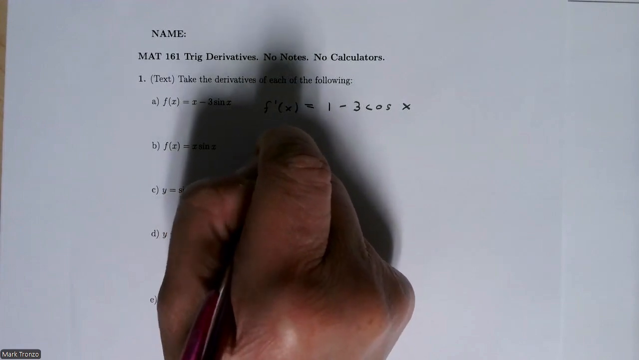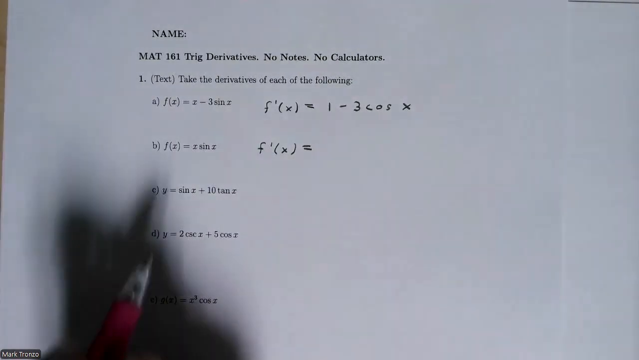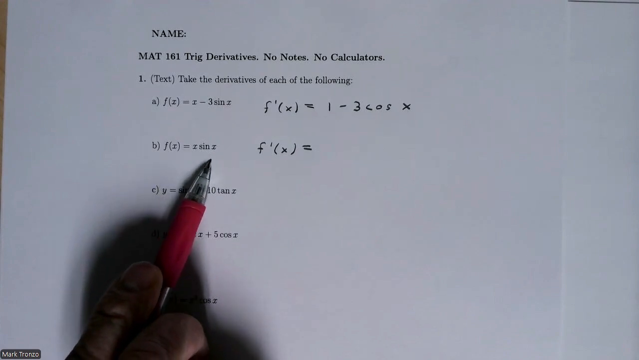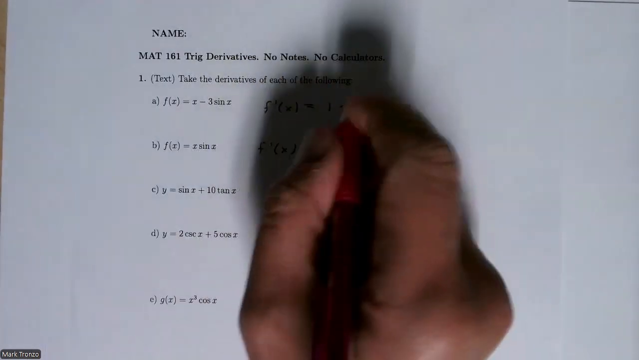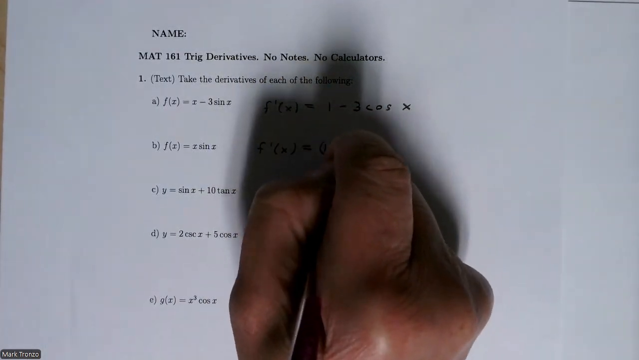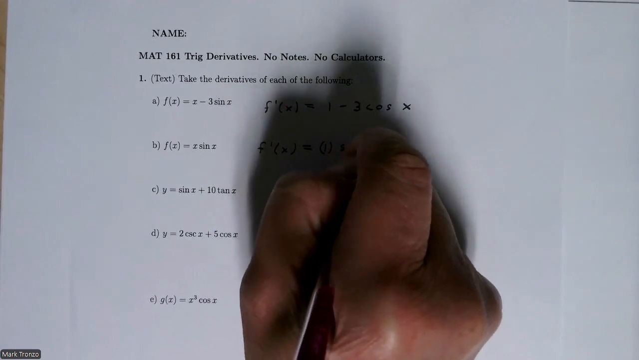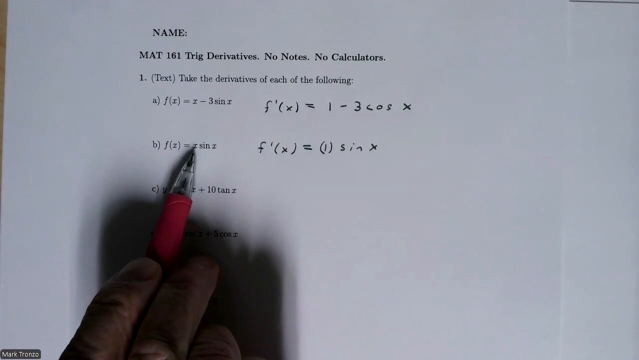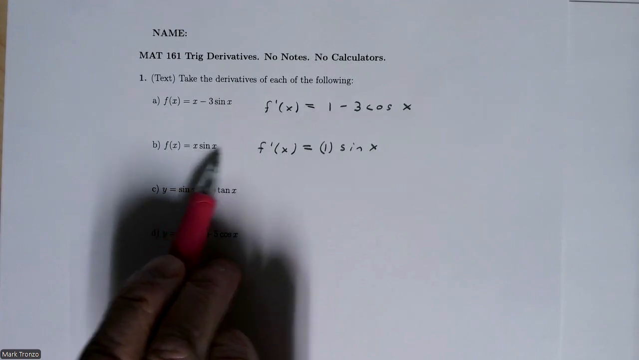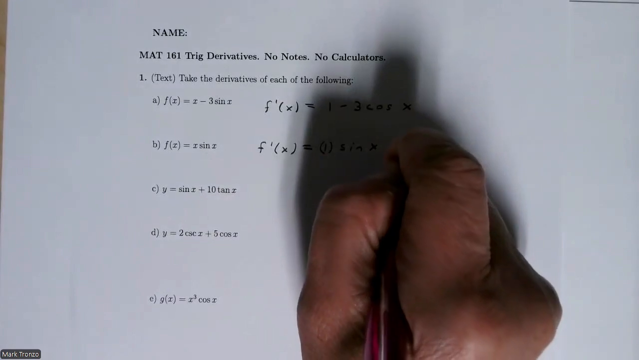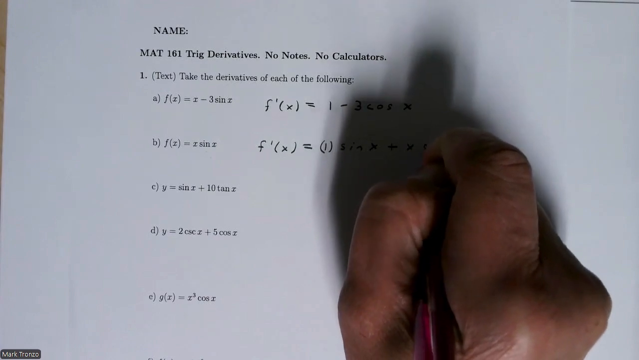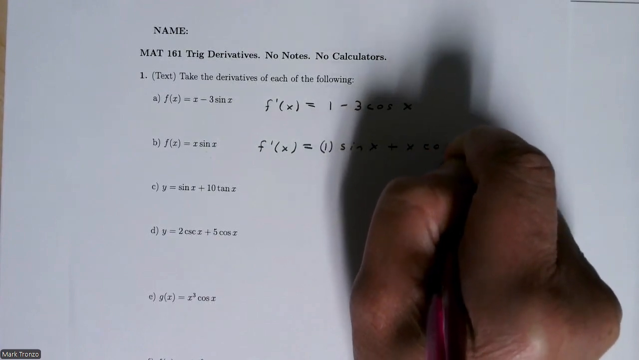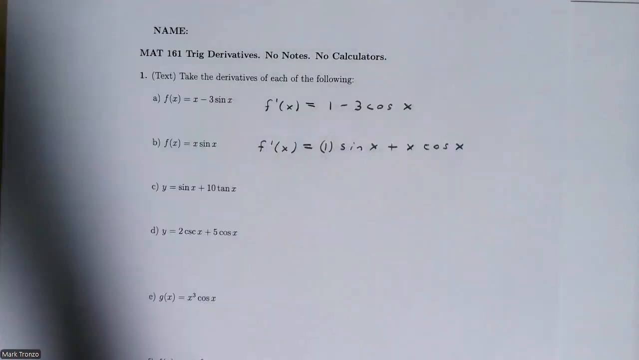Now down here, we have a product rule because we have two functions. The derivative of the first times the second plus the first times the derivative of the second. So derivative of the first is 1 times the second, and then plus the first, which is x, times the derivative of sine, which is cos x.